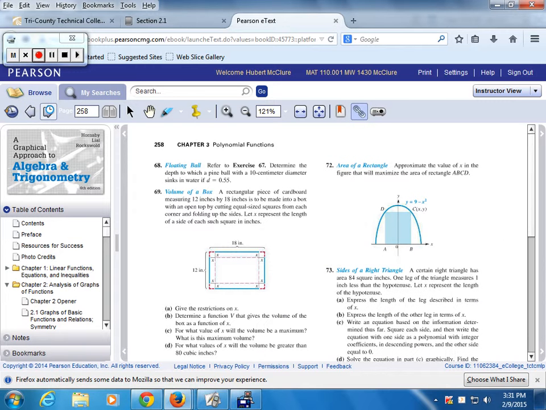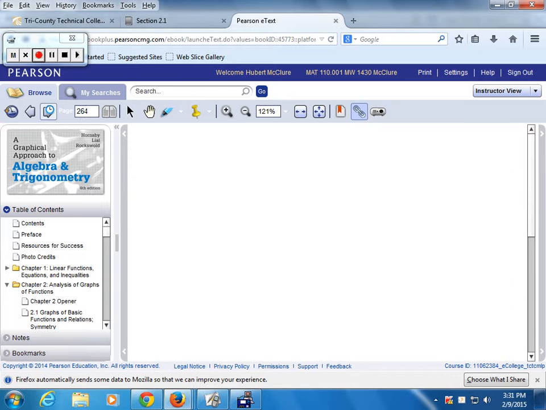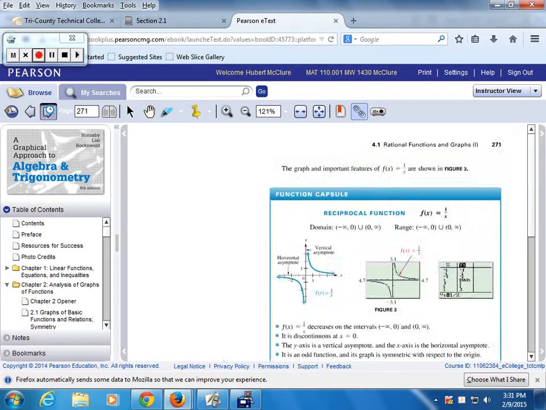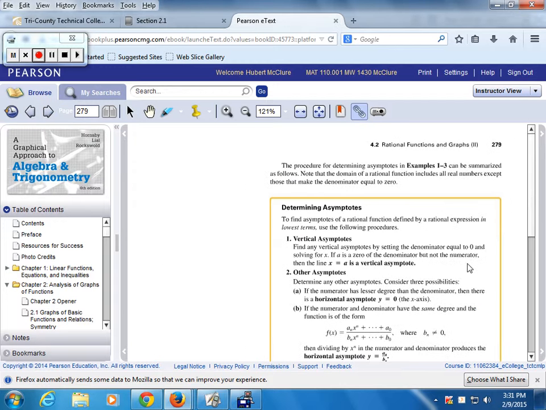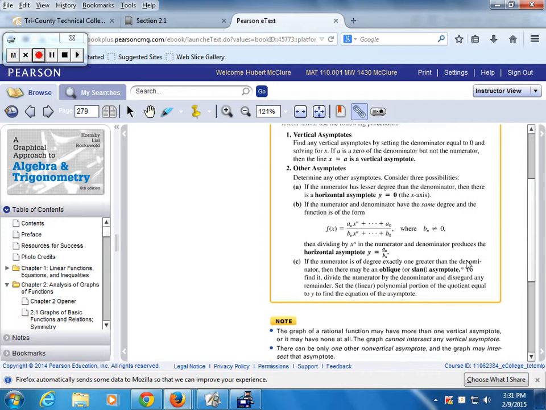Okay, 4.2. There it is, page 279, right there. So you need to make a note on page 279, and I'm just going over it. We're going to go over it again, right here, 279. So make a note of it.